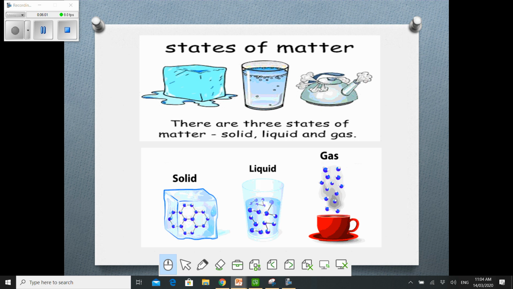Water is the only matter which has three states: solid as an ice cube, liquid like the water, and gas like the steam. Solid, liquid, and gas.